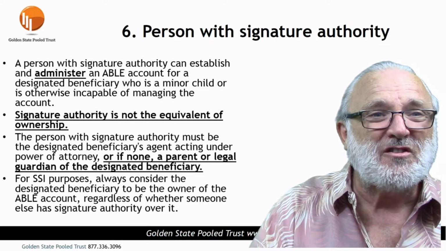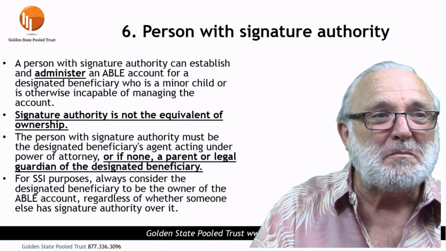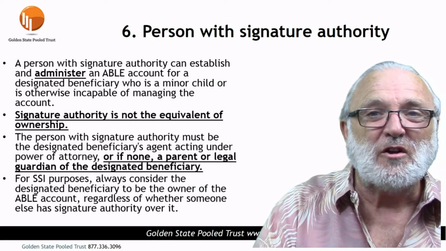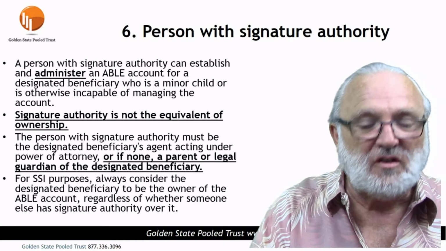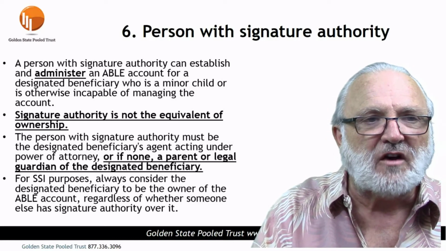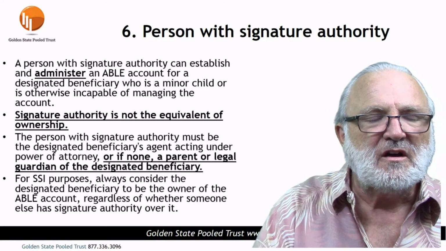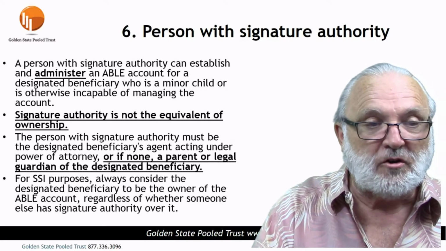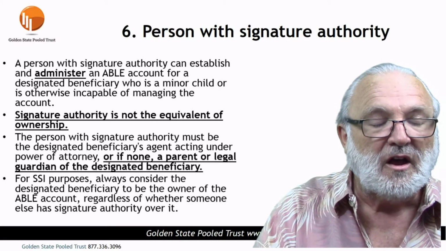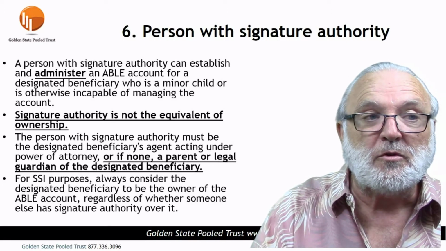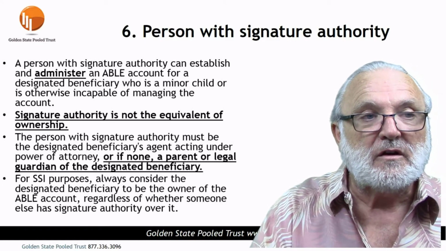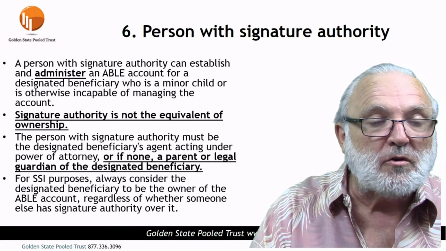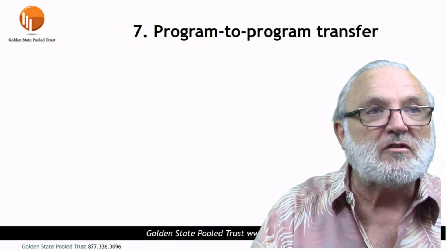For SSI purposes, always consider the designated beneficiary to be the owner of the ABLE account, regardless of whether someone else has signature authority over it. This goes back to the example. You could have somebody on SSI who has signature authority over, let's say, their child's ABLE account if their child is disabled, and it's not going to interfere with benefits because the parent on SSI in that case doesn't own it. They're only controlling it for somebody else.